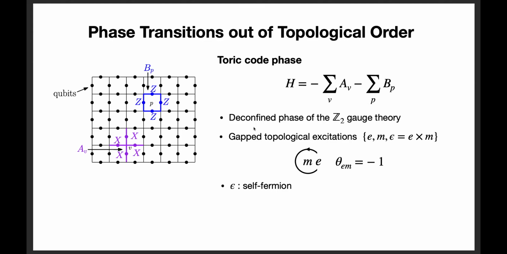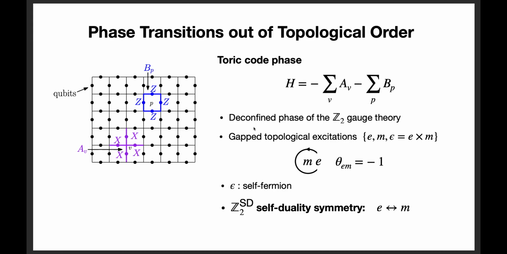We know that this theory has three types of gapped topological excitations: the Z2 gauge charge E, the Z2 gauge flux M, and their composite. The particularly interesting thing in this deconfined phase is that the E and M particles have a non-trivial mutual braiding, with a statistical phase of -1 when you braid one around the other. Because of that, their composite becomes a self boson.